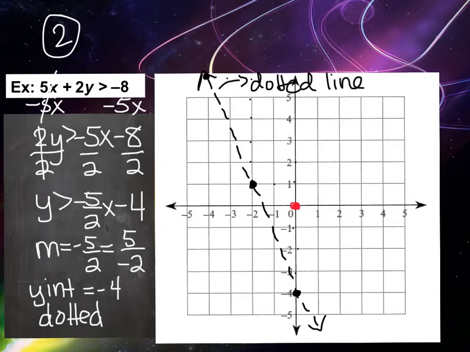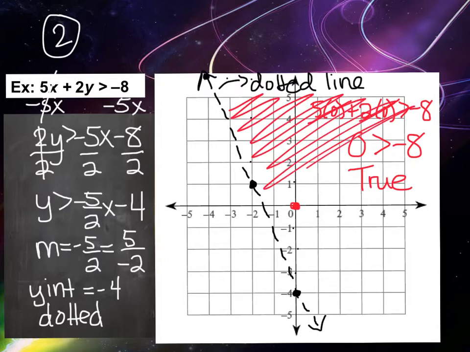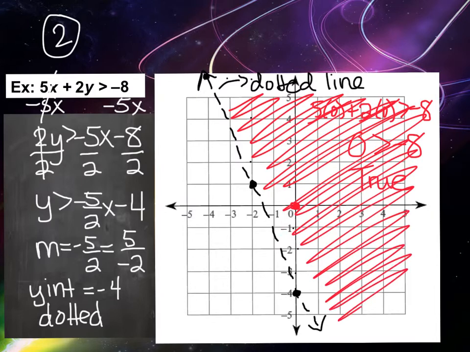And I'll plug it into my inequality. So I'll get 5 times 0 plus 2 multiplied by 0 is greater than negative 8. See if I get a true or false solution. And that will let me know which side to shade. So 5 multiplied by 0 is 0. 2 multiplied by 0 is 0. And I have 0 greater than negative 8. Is 0 greater than negative 8? This is a true solution. And since it is a true statement, I'm going to go ahead and shade that side, which is the side that has 0, 0 on it. And now this is my solution.